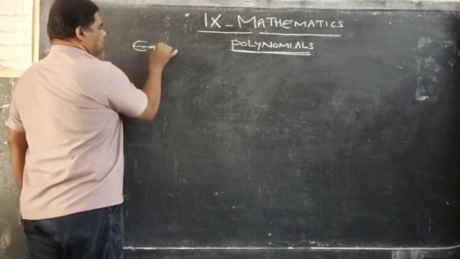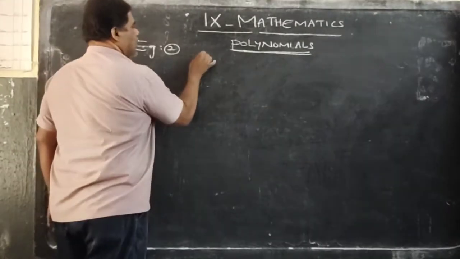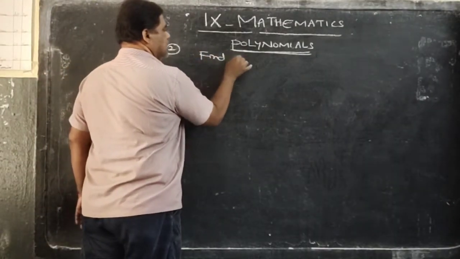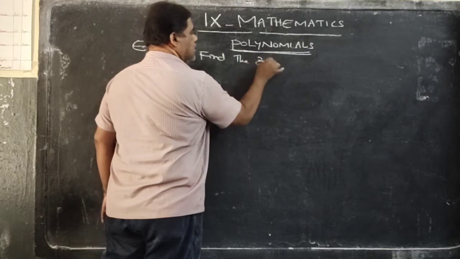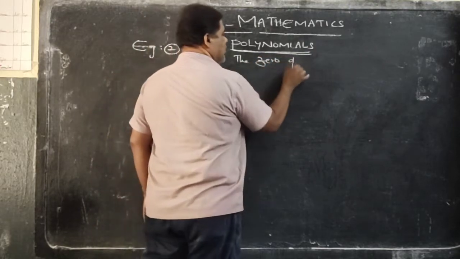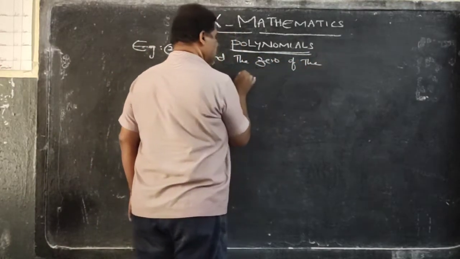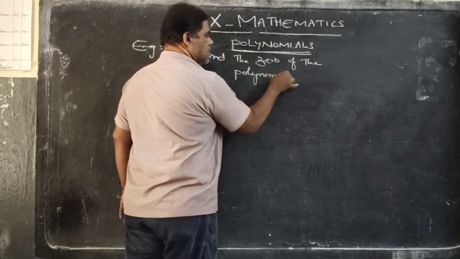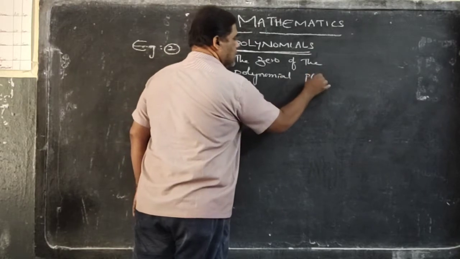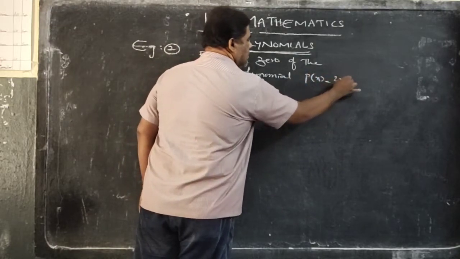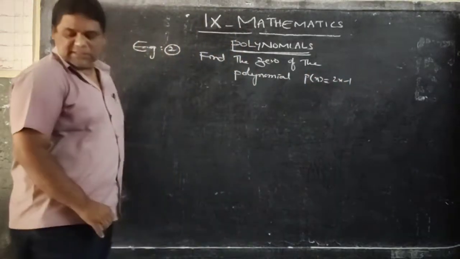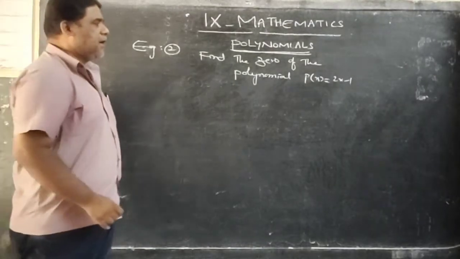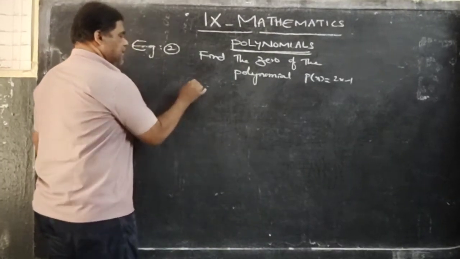Right, next example. Find the 0 of the polynomial. Find the 0 of the polynomial p of x is equal to 2x minus 1.